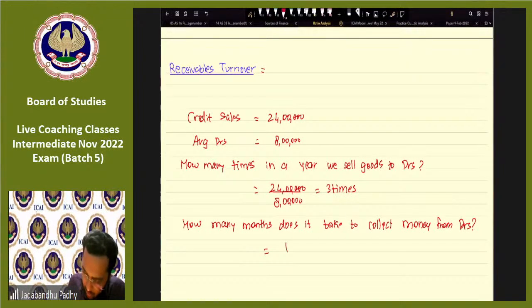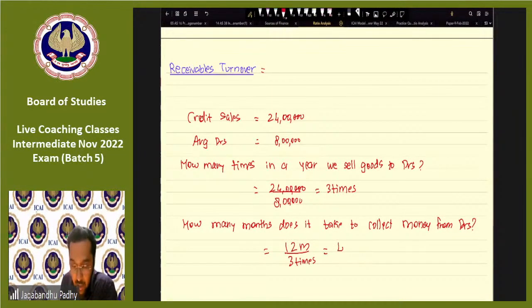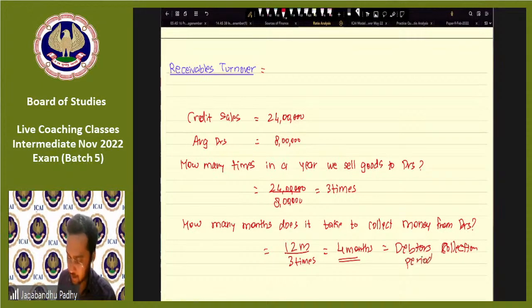Can I say in a year you have 12 months, and in those 12 months you are selling 3 times. So basically, 4 months. And this 4 months is the debtors collection period. This is the time period that you take to collect money from your debtors. Because in a full year, you are selling 3 times. So every 4 months, you sell the goods today, collect the money after 4 months. Again, you sell the goods, collect the money after another 4 months, right?